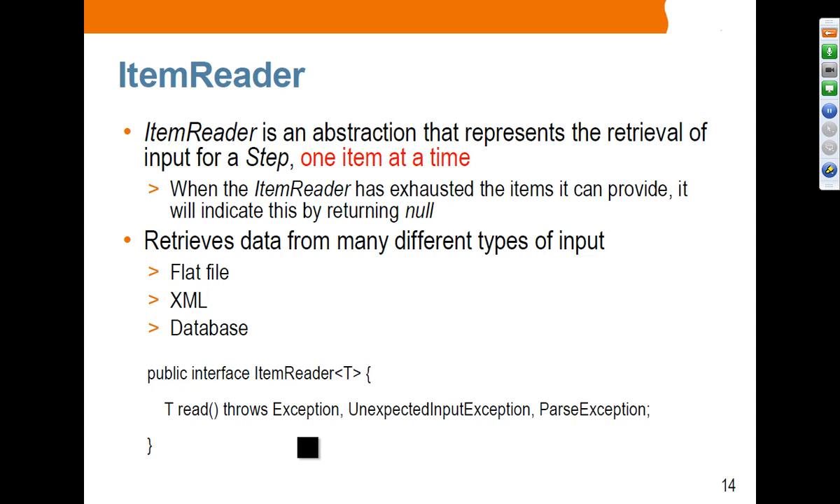The item reader can read data from many different input types. It could be a flat file, XML, a database, web services, pretty much anything. So this is the input. This is the item reader interface. Basically, it has a read method, and it will read one item at a time. So that is the item reader.